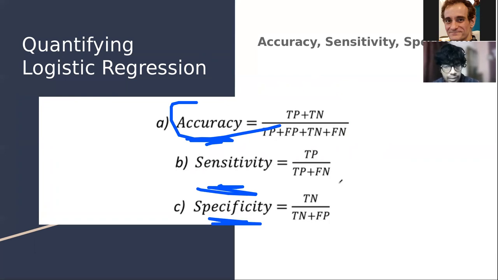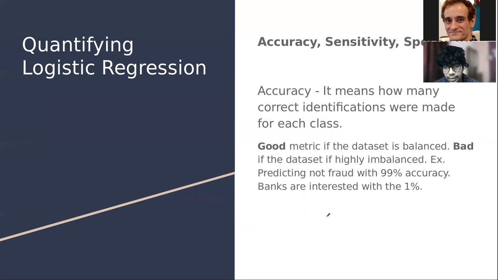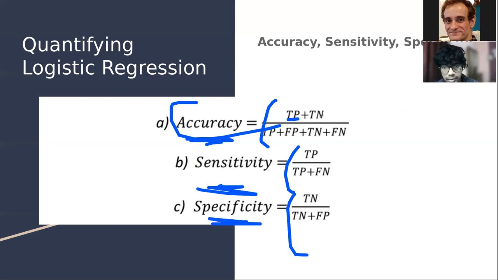That is more of a concern to me. But yes, you must remember the formulas from an exam point of view, interview point of view, anything. But when to use it? It means the number of correct identifications for each class. So you have true positives and true negatives for each class. If you have three classes, apple, mango, orange, you need to calculate the true positives and true negatives. So it is accuracy for apple.